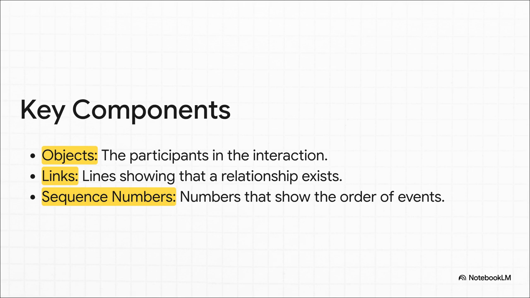Now, this is where it gets really clever. How do you show the order of events without a timeline? Well, we still have objects, and they're connected by links. But to understand the sequence, you follow the sequence numbers. A message labeled 1 happens first, then maybe a substep 1.1, and then 2. It's a brilliant way to put a timeline right onto a structural map.